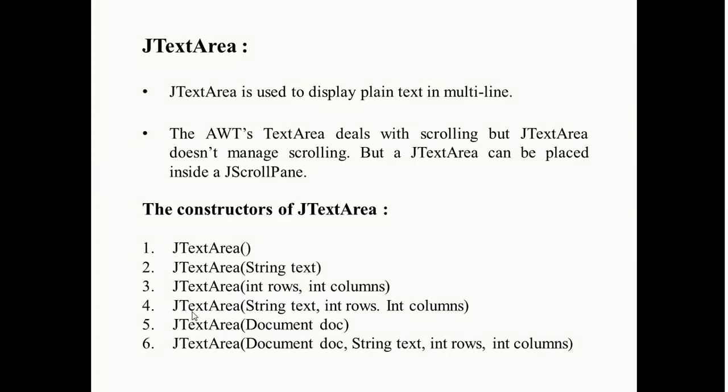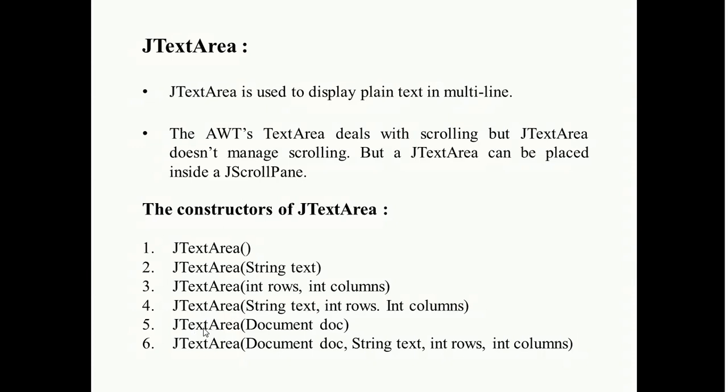The fourth constructor has 3 parameters: string text, int rows and int columns. This constructor creates a text area with specified text, number of rows, number of columns. Means the fourth constructor initially specifies text, number of rows and number of columns.